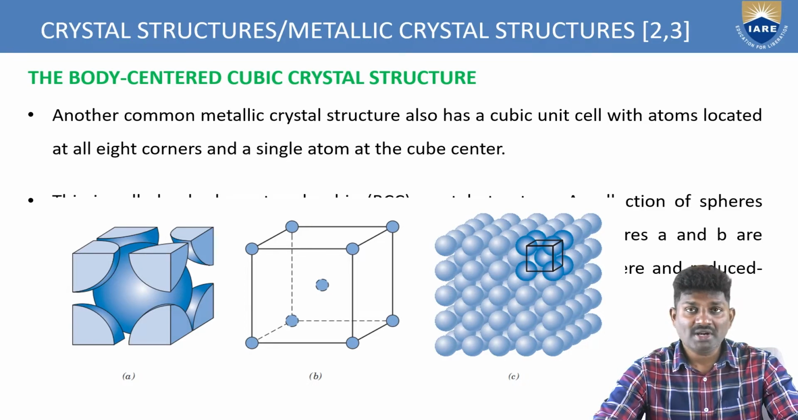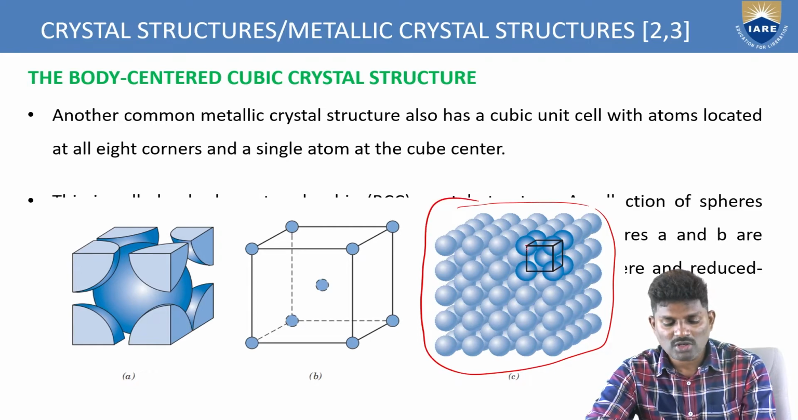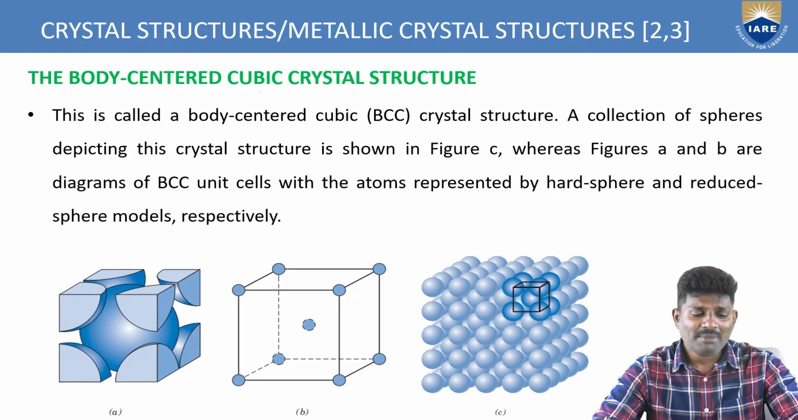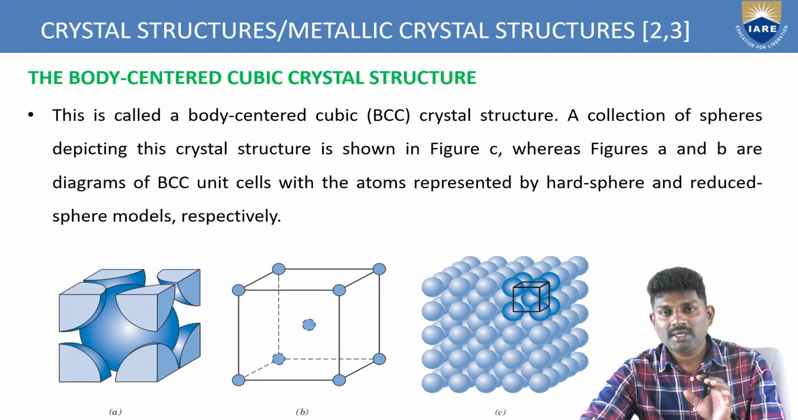Now coming to the body centered cubic crystal structure. Another common metallic crystal structure also has a cubic unit cell with atoms located at all 8 corners and a single atom at the cube center. Similarly as we have seen for the face centered, in this case also the same aggregate is there. From this aggregate, you take a small unit called a unit cell, and we see how the atoms are arranged in the body centered cubic structure. This is called a body centered cubic structure, a collection of spheres depicting this structure as shown in the figure. So this is the complete aggregate, where you collect a small unit cell.